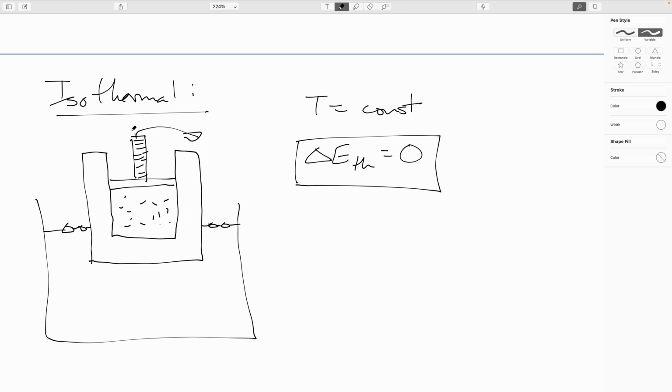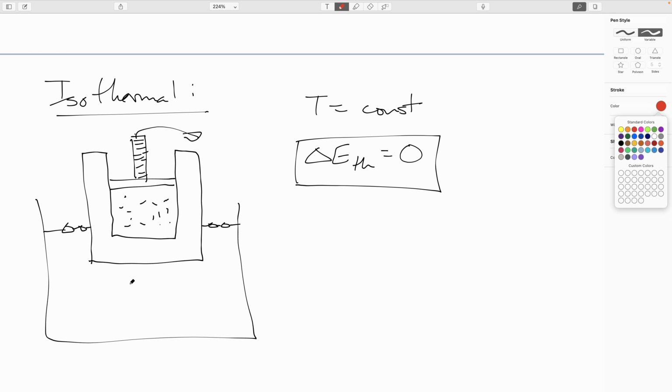So as I take a coin off, the gas would want to cool down. We saw that before when we were thinking about an adiabatic process. However, what will happen is we'll have a heat transfer in from the big tub of ice water.